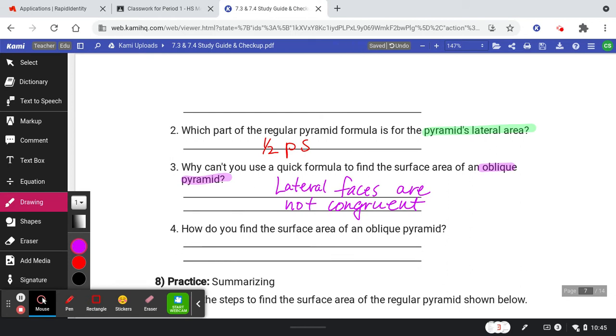How do you find the surface area of an oblique pyramid then? When it's irregular in different sizes, you're going to have to get the area of the base, and since it's a pyramid, there's just one base, plus the area of all lateral faces, which could be different, and add them all up.